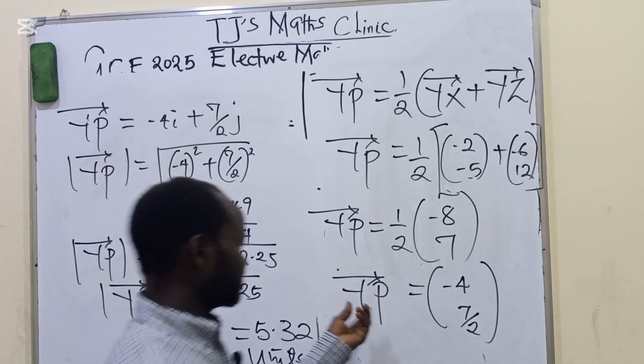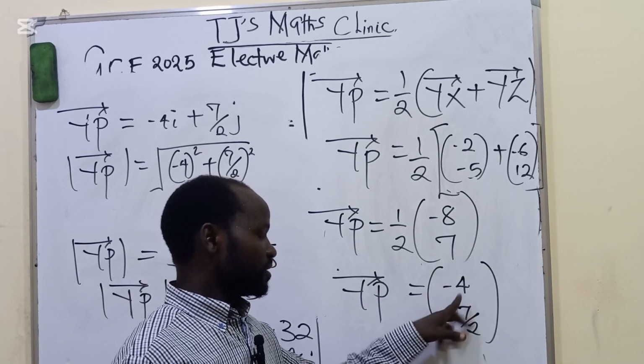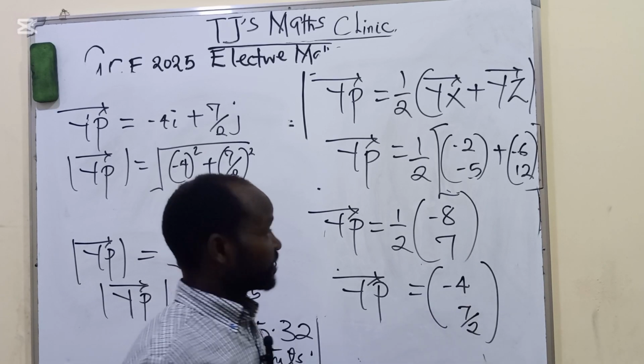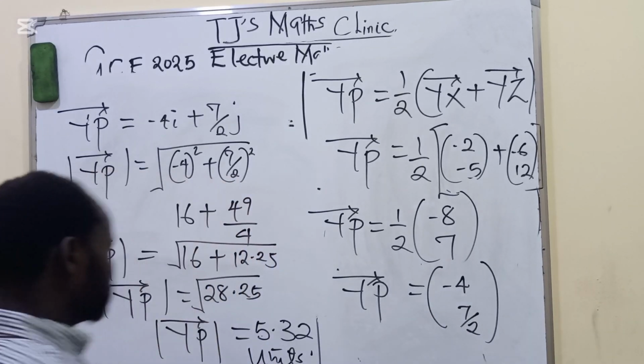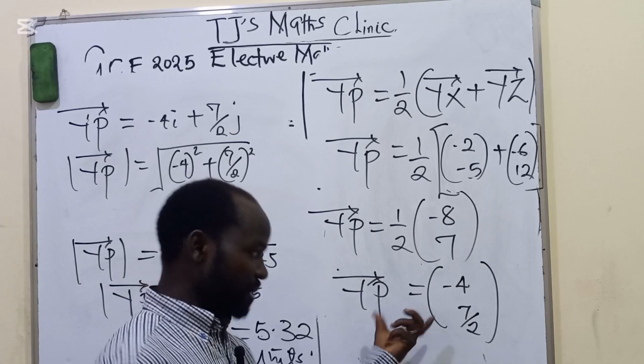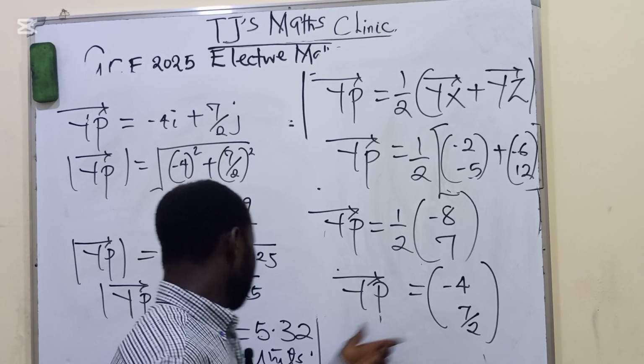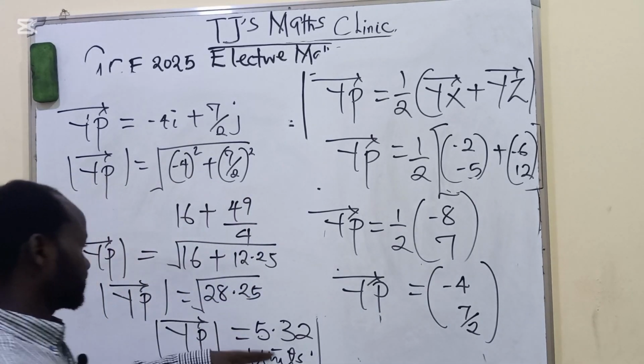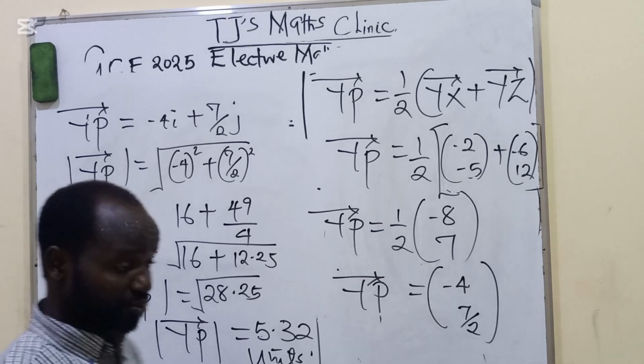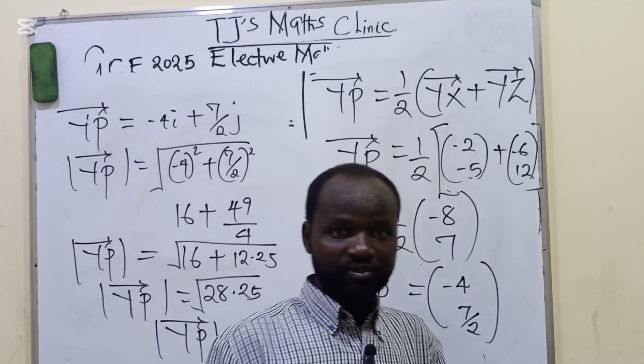So this will be the magnitude of YP, 5.32. First, we had vector YP as (-4, 7 divided by 2). We had to find the magnitude of this vector, and the magnitude is nothing but 5.32 units. So this will be the solution to this question.